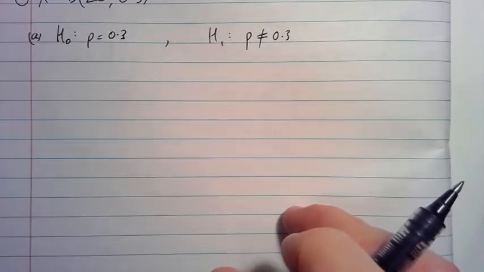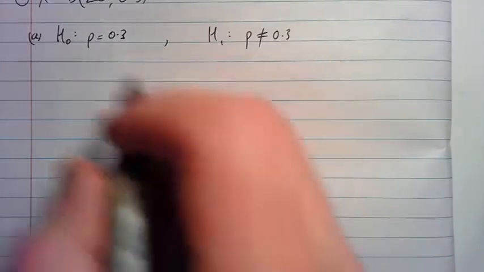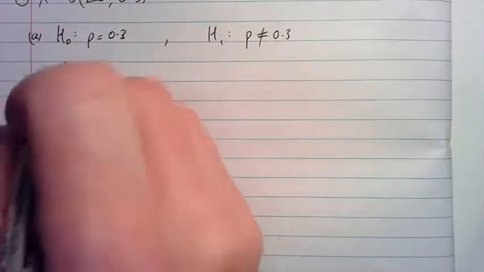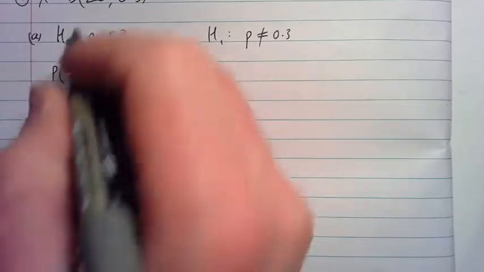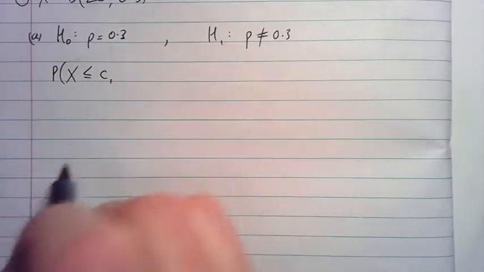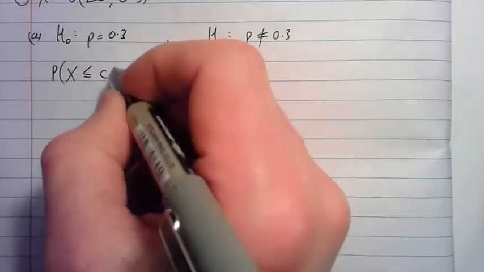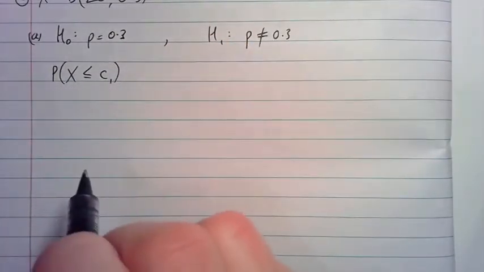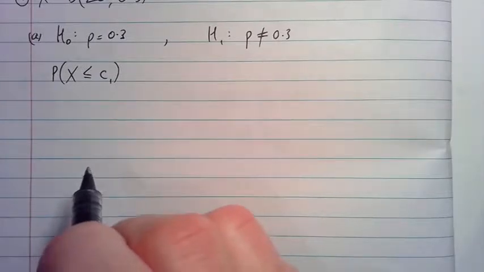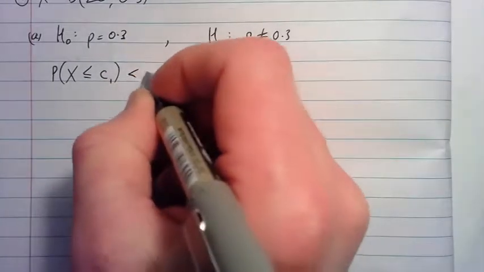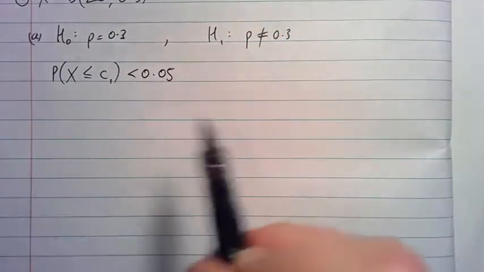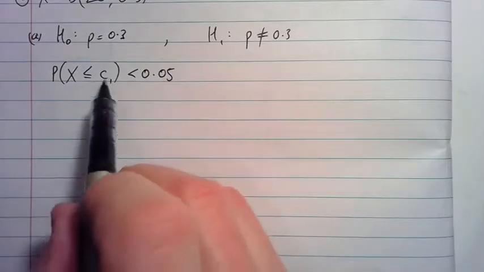Okay, it's a critical region test, so what we're looking for is the critical region. First of all, working out the probability at the lower end that X is less than or equal to some critical value C1. And we're asked to say that the probability of rejection in each tail should be less than 0.05, so that it is critical, in order for it to be rejected.